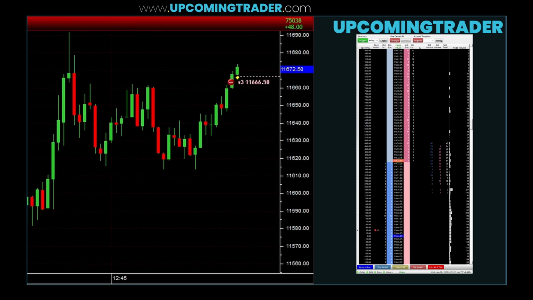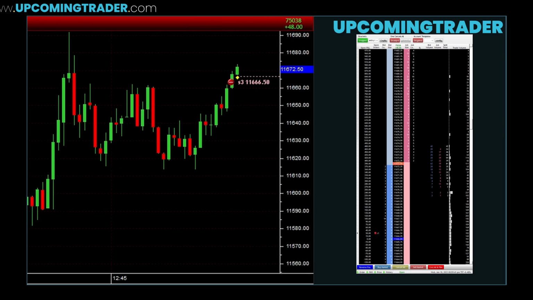The hammer and the shooting star are also important patterns to understand. The hammer is a bullish reversal pattern that forms after a downtrend, characterized by a small body with a long lower wick, showing that buyers stepped in after sellers pushed the price down.